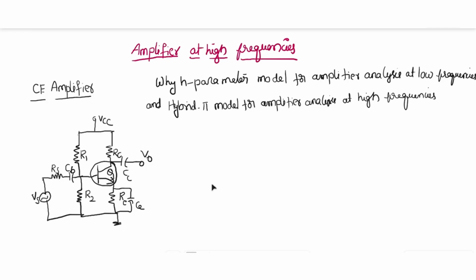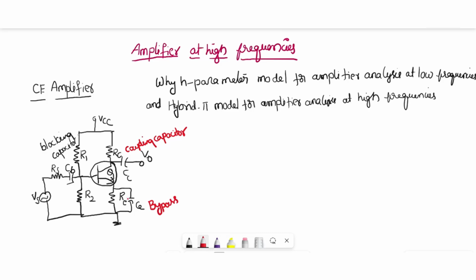The circuit consists of three external capacitors CB, CC and CE. The capacitor CB is called blocking capacitor. The capacitor CC is called coupling capacitor. And the capacitor CE is called bypass capacitor.